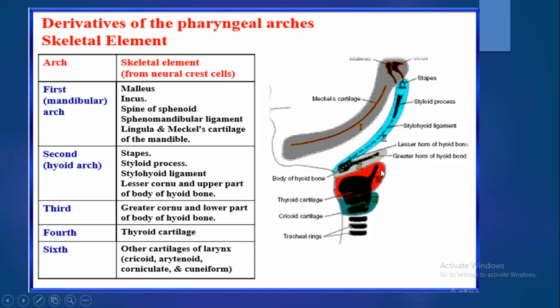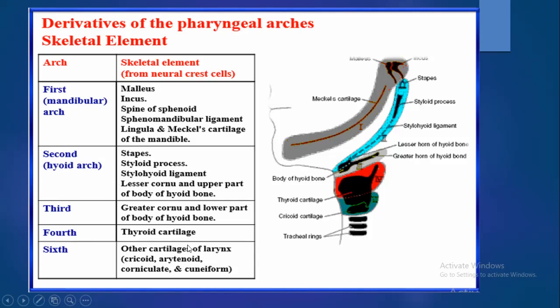The third pharyngeal arch gives the greater horn of the hyoid bone, and also the lower part of the hyoid bone. But the lesser horn and the upper part of the body of the hyoid bone come from the second pharyngeal arch. Remember that the second one gives stapes, styloid process, and stylohyoid ligament. So it starts with S and gives 3 S's.